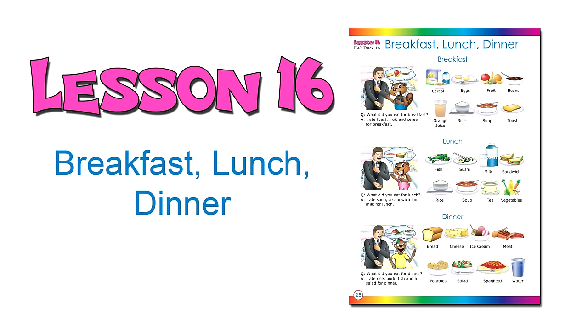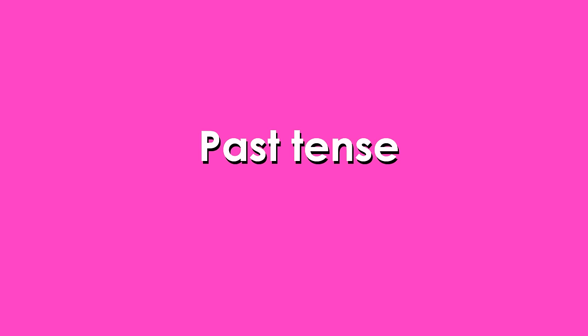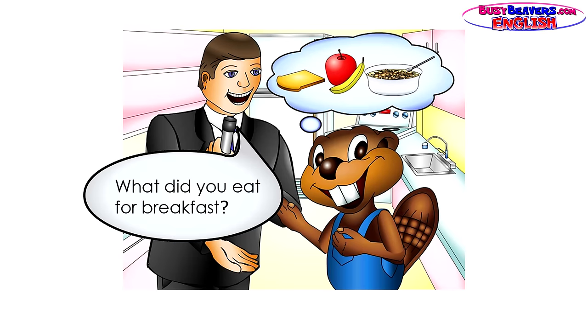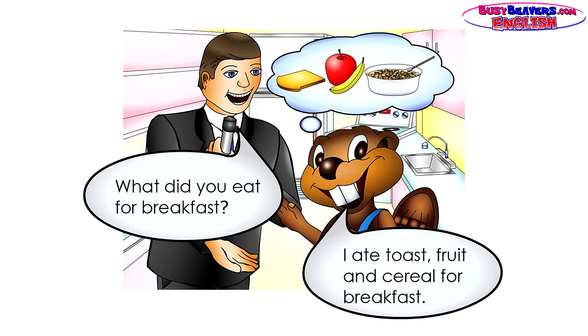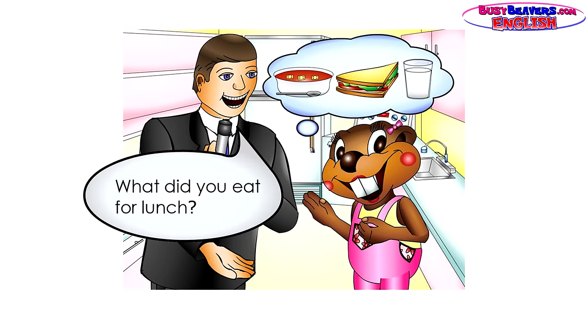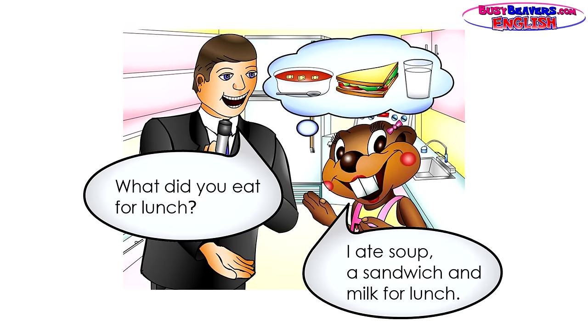Lesson 16. Breakfast, lunch, dinner. Past tense. What did you eat for breakfast? I ate toast, fruit, and cereal for breakfast. What did you eat for lunch? I ate soup, a sandwich and milk for lunch.